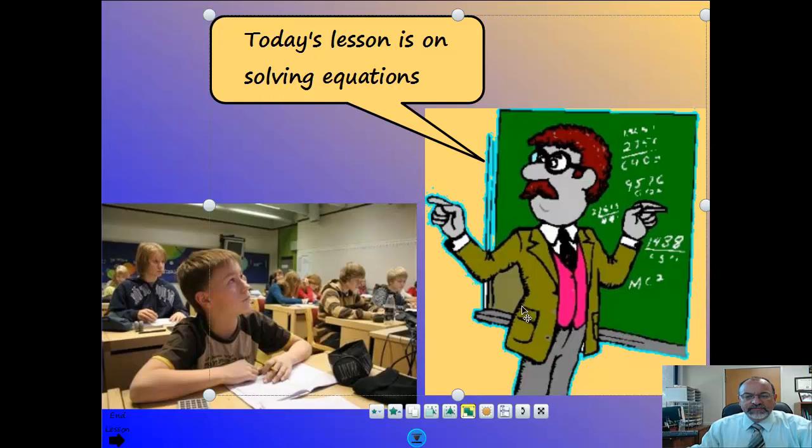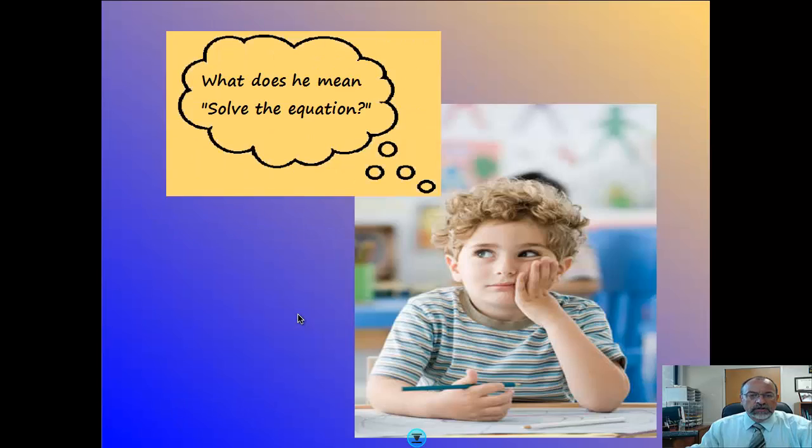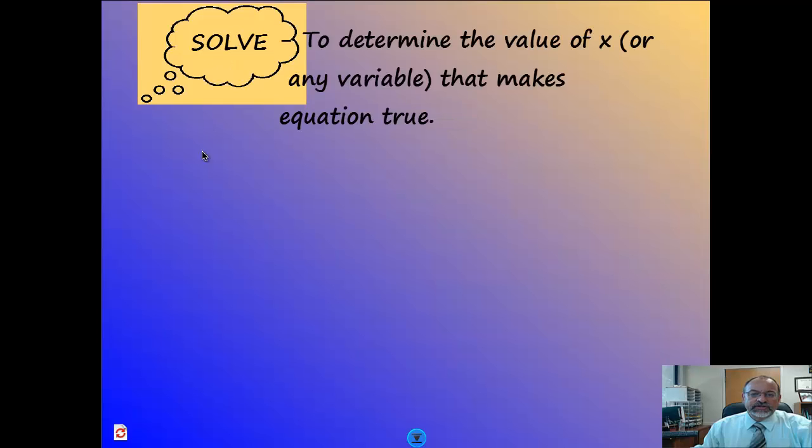Okay, to solve an equation means to find the value of x, or any variable. It could be a y or an a or b or whatever. Find the value of x that makes the equation true. In other words, we have this mathematical expression here, this equation, and the left side of the equation is 2x plus 7. The right side of the equation is 15. When we're asked to solve, what we're trying to do is to determine the value of x that I would put in for x that would then make this statement true.